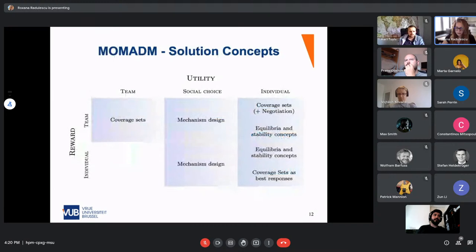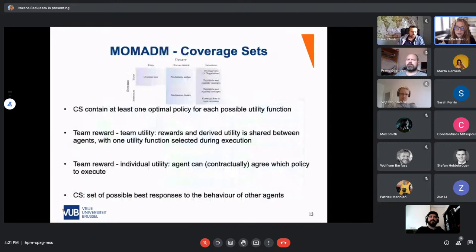Another contribution we had for this multi-objective, multi-agent survey was discussing what solution concepts apply to each category we defined in our taxonomy. So you'll see three big categories here: coverage sets, mechanism design, and equilibrium and stability concepts. So I will start with coverage sets. A coverage set contains basically at least one optimal policy for each possible utility function, and can be used, of course, in the team reward, team utility setting.